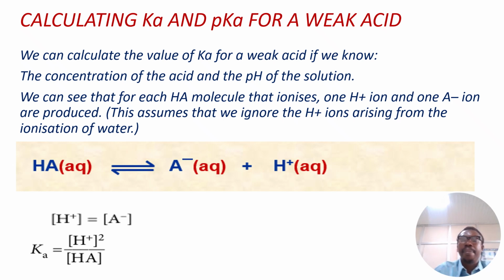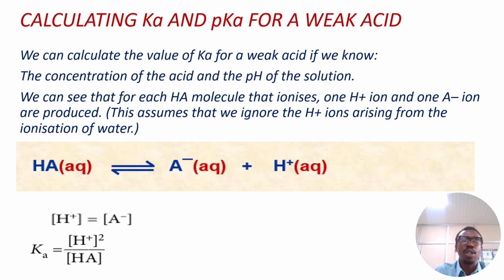So still on Ka and pK, which is the acid dissociation constant. We want to look at how we can calculate Ka and pKa for a weak acid. We can calculate the value of Ka for a weak acid if we know the concentration of the acid and the pH of the solution. So we have to know the concentration of the acid and the pH of the solution.